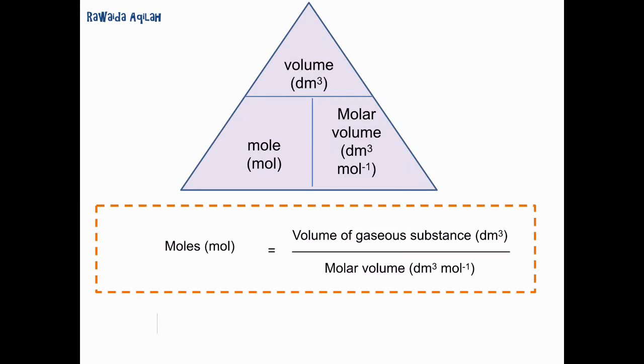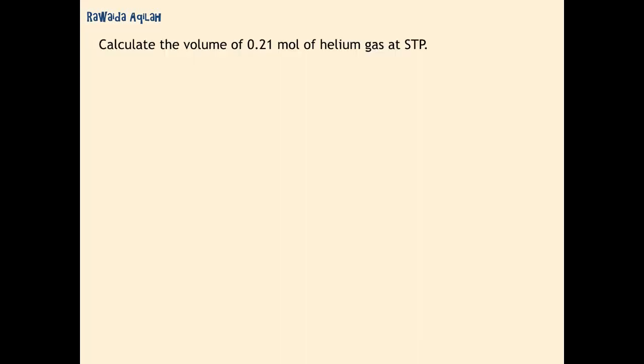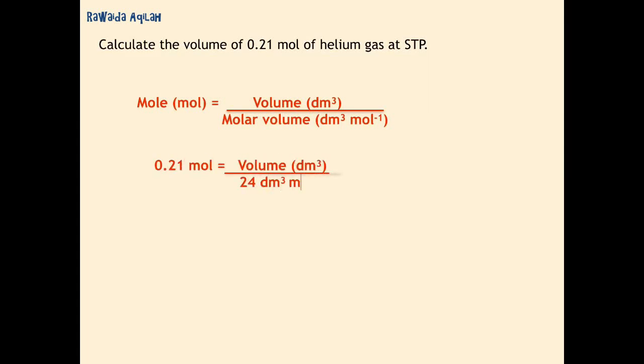So, for gases at standard temperature and pressure, the mole is equivalent to its volume divided by molar volume. And the molar volume of any gas at STP is constant at 24 dm³. Let's go into this example. Calculate the volume of 0.21 mole of helium gas at STP. So just insert into the equation. So we have the mole, we have the molar volume, hence we can calculate the volume as 5.04 dm³.